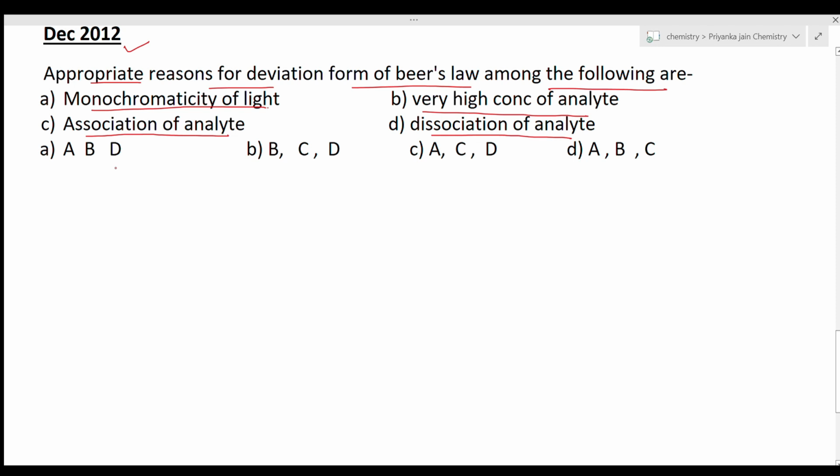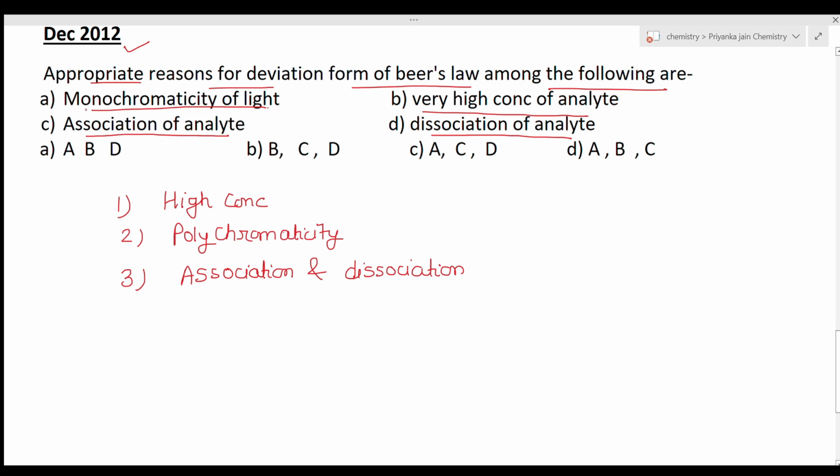Okay, and I have told you there are three basic reasons. First is very high concentration. Second is polychromaticity. And third reason is association and dissociation. So you will just have to see. In option number A, we have been given monochromaticity of light. But actually, if we are taking monochromatic light, then there will be no deviation. We are getting a straight line. So this is wrong. Very high concentration is true, association is true, and dissociation is true. So we can say B, C, D is the right answer. Option number B is the right answer. Let's see the next question.